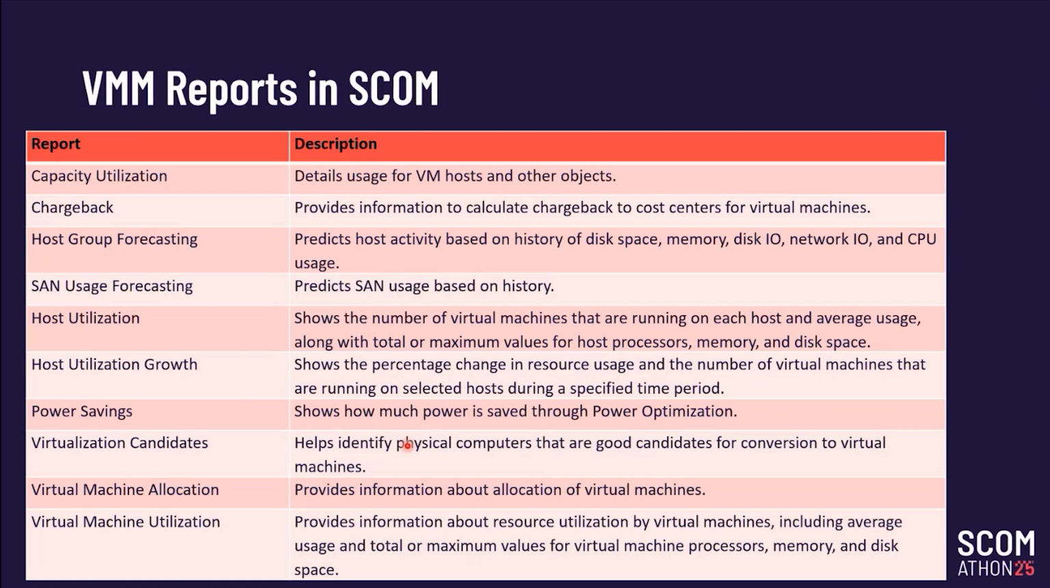Then we have the host group forecasting. So we have forecasting reports about, this is just an extract, host groups and SAN usage, but there are also forecasts about VM usage and network usage. And then we have the actual utilization reports of the host. And we have something like the power saving plans, so you can do optimizations on that. And then we have virtualization candidates, which helps to identify physical computers that are good for converting to virtual machines. That's more of a historic one because we don't have so many physical computers anymore, but I still just want to point these reports out to you, because that's really something VMM can do for SCOM.